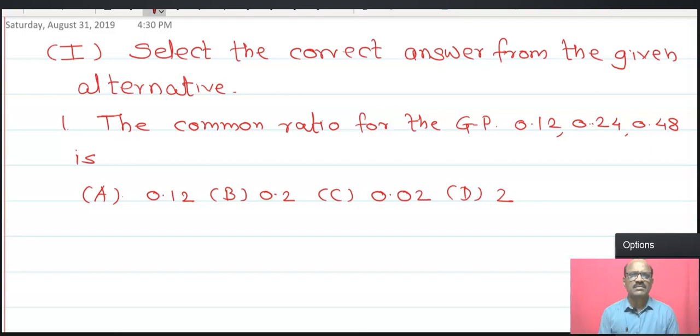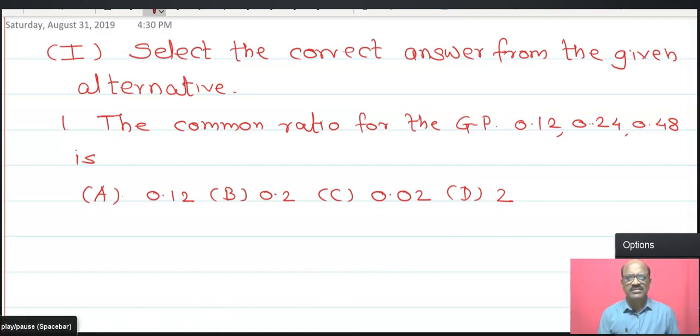Now here we want to find the common ratio, and the terms are 0.12, 0.24, 0.48. In this case we will divide 0.24 by 0.12, then you will get 2. 0.48 upon 0.24 also gives 2, and hence the common ratio is 2.